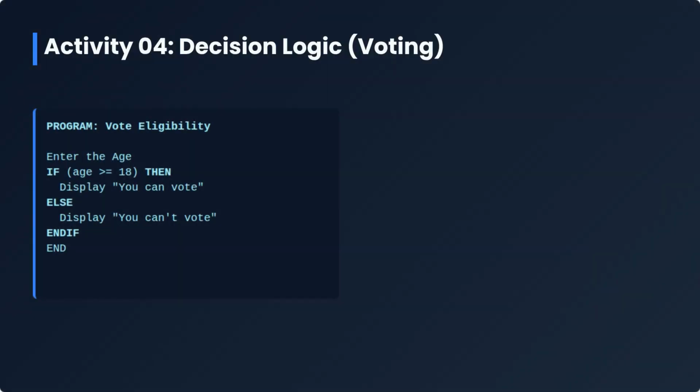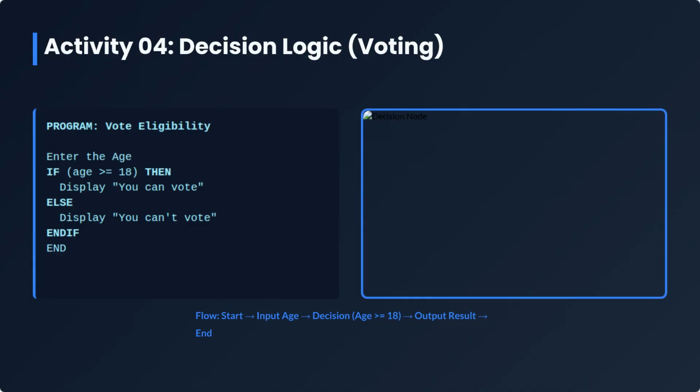Activity 04 explores decision logic using a voting eligibility example. The pseudocode uses an if/else structure, and the flowchart uses a diamond symbol to represent the conditional decision of whether the age is 18 or greater.